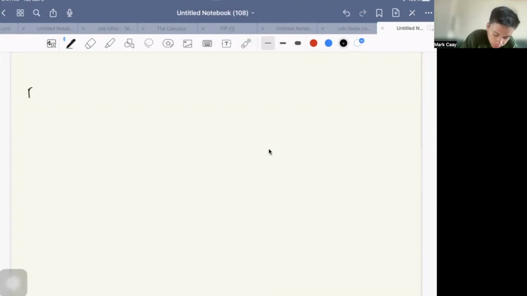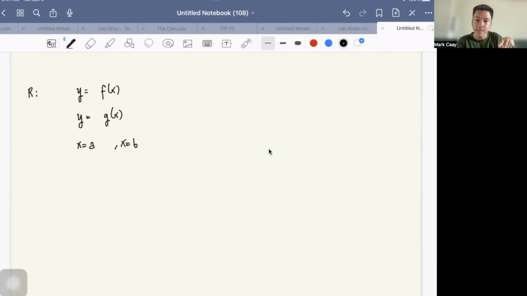So suppose we have a region R, and the region here is bounded by, let's say, y equals f of x, another y equals g of x, and the lines x equals a and x equals b. This is quite different from the previous video, because the bound of our region in the previous one was the one f of x, then the x-axis. So what if the lower bound is not y equals 0? Instead, we have another function, g of x. Okay, so what would happen?